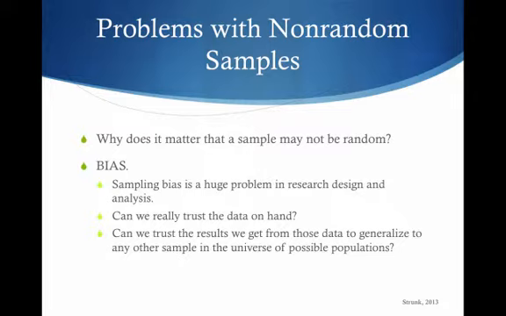In other words, we want to be able to generalize our results to the population. The more biased the sample, the less able we are to do that. So we want to minimize bias as much as possible in our sampling so that we can make the broadest generalization possible from our results.